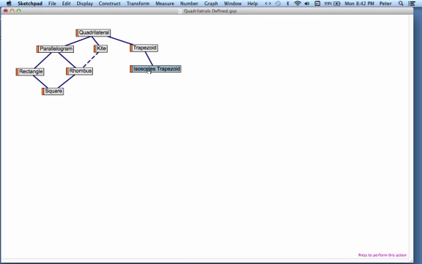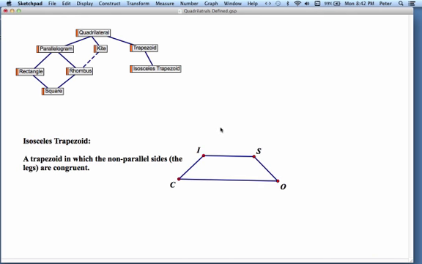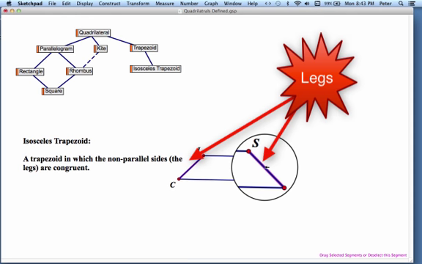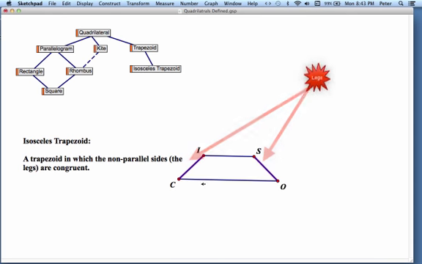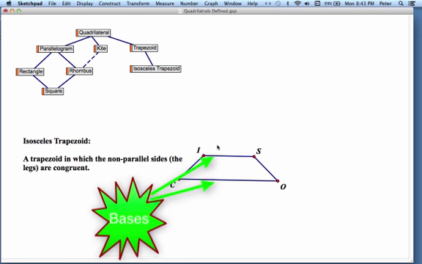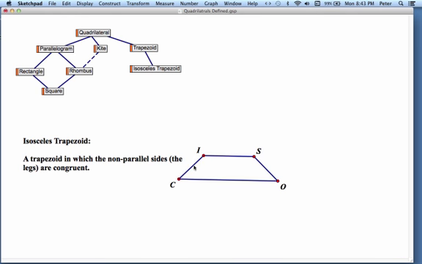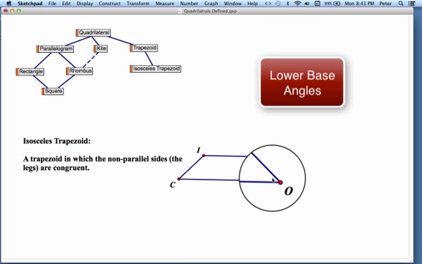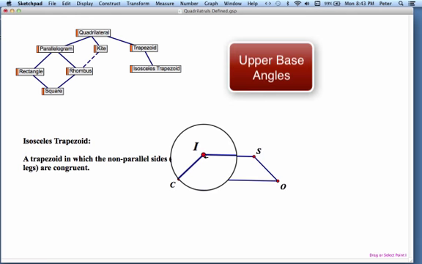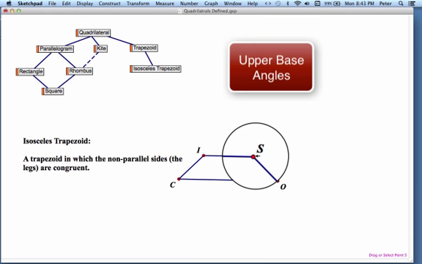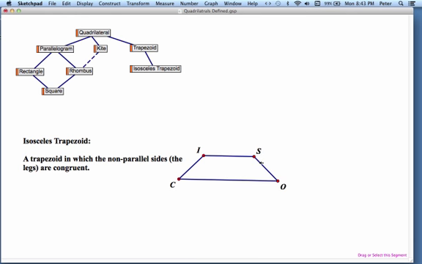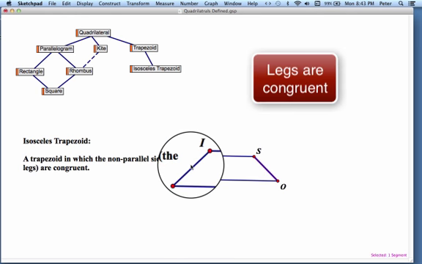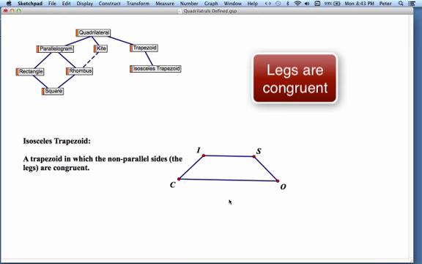On the other hand, an isosceles trapezoid is a trapezoid in which the non-parallel sides, called the legs, are congruent. Pay attention to some vocabulary here. The parallel sides, IS and CO, are called bases. The angle down here at C and the angle at O are called lower base angles. The angle at I and the angle at S are called the upper base angles. So in an isosceles trapezoid, the legs are congruent, but not the bases.